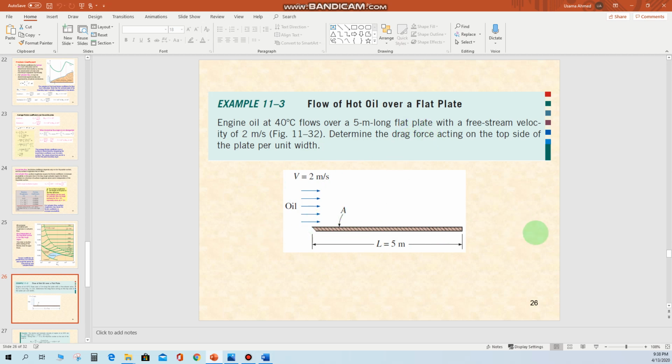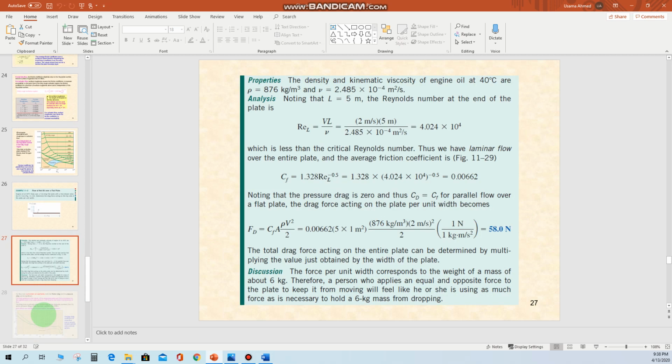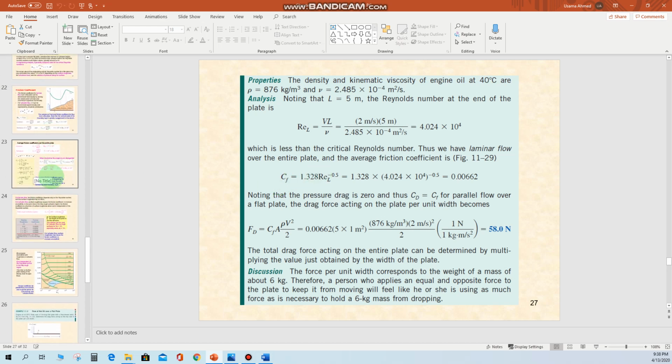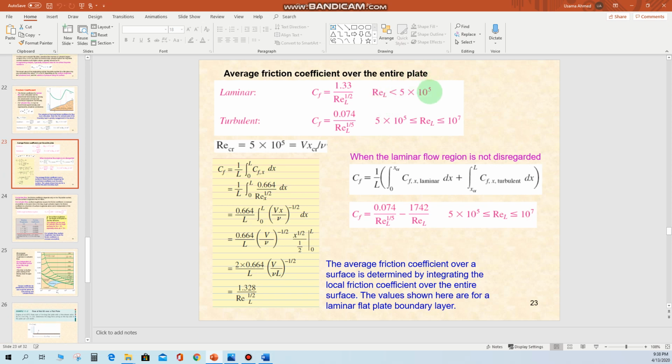Now this system is an example of a flat plate, so we will be using this equation. First of all, we will use the equation for the Reynolds number calculation, VL divided by kinematic viscosity. So we will get the value for the Reynolds number. This value lies in the region of laminar flow. Now for laminar flow, we have to calculate the coefficient of friction that applies to laminar flow.